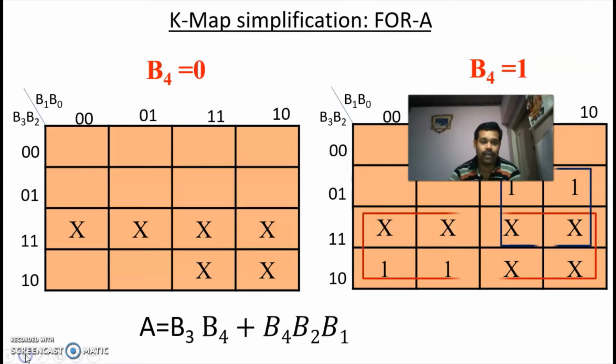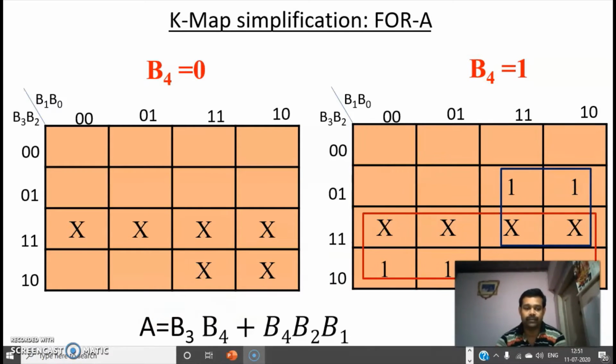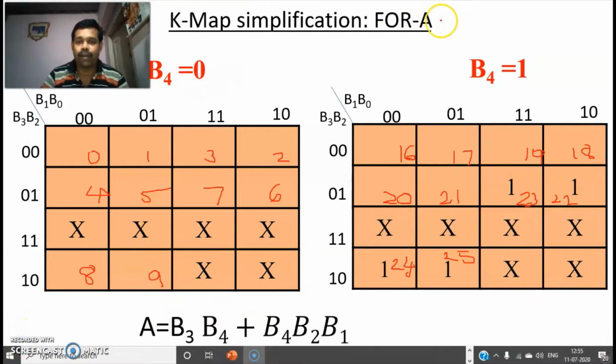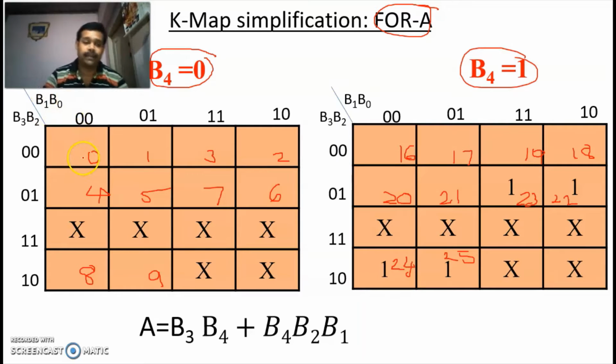So next you can go for the K map. This is the K map for A. First we have to draw a 5 variable K map. The variables are B4, B3, B2, B1 and B0. For the first map, B4 equals 0, and for the second, B4 equals 1. Here the variables are B3, B2, B1 and B0, with cells 0, 1, 3, 2, 4, 5, 6, 7, 8, 9.